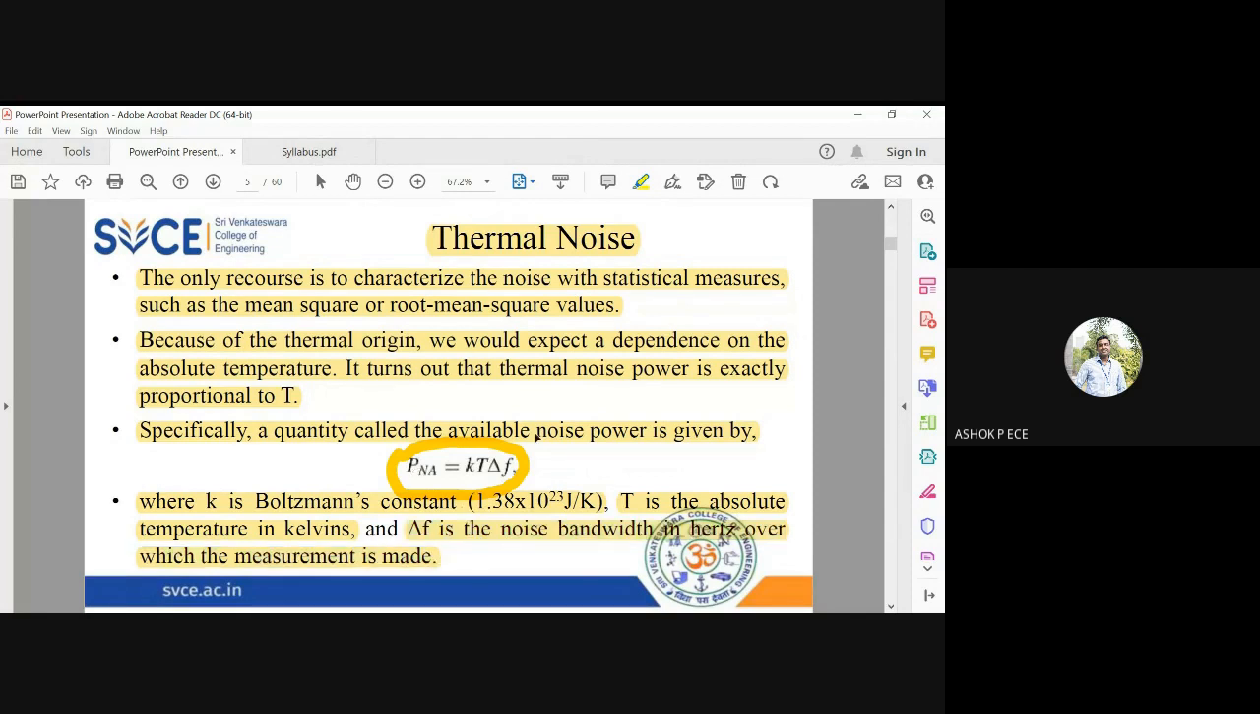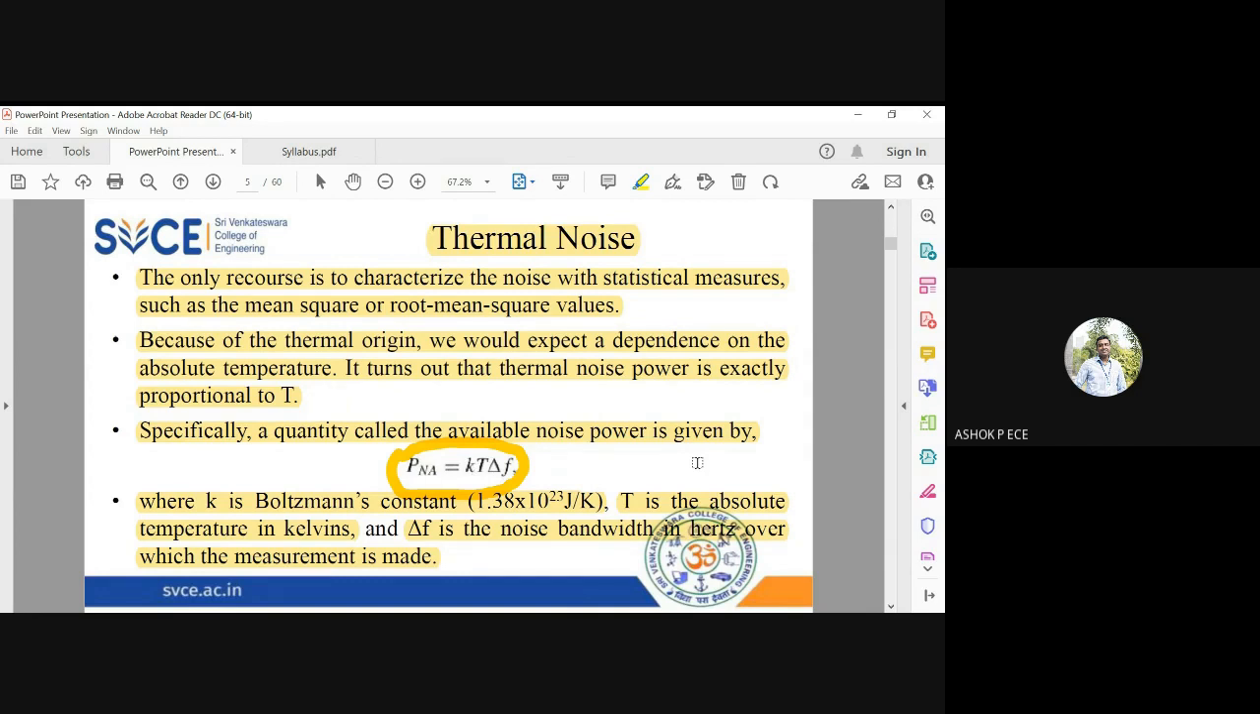See, all expressions for noise will have this bandwidth term, because it is very evident that if the bandwidth is large, noise is also going to be large. If the circuit has a very, very narrow bandwidth, then the noise is going to be very, very less. See, it is very simple.